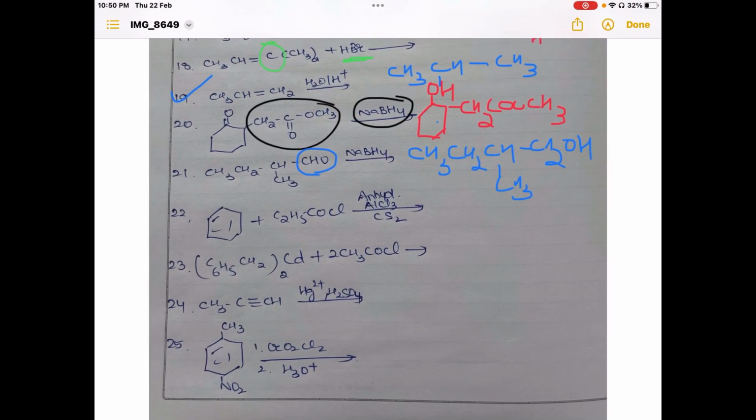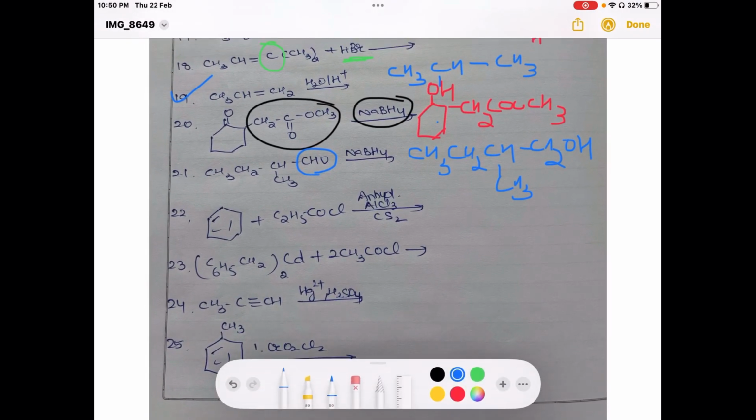Next is the reaction with C2H5COCl and anhydrous AlCl3. This is basically a Friedel-Crafts acylation reaction. In this case, the H of the benzene ring is replaced by C2H5CO. HCl is the byproduct. So the product is COC2H5.